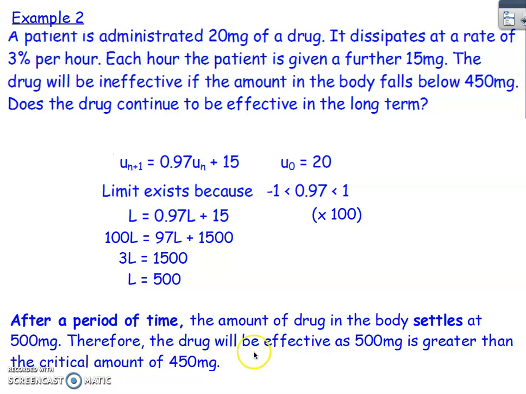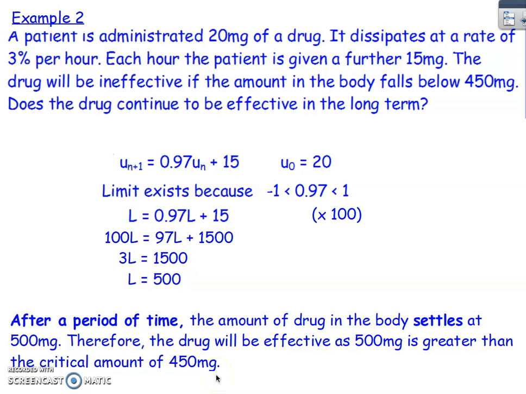Therefore, the drug will be effective as 500 milligrams is greater than the critical amount of 450 milligrams. So, I've got the key phrase after a period of time. I've got the key part that it settles at 500 milligrams. And you're saying that it's effective. You're answering the question because it says, does the drug continue to be effective in the long term? So the drug will be effective in the long term, as 500 milligrams is bigger than the 450 milligrams that it can't fall below. And that is your conclusion to this question.